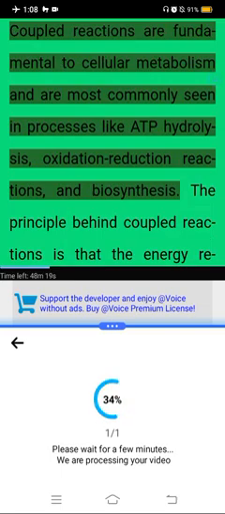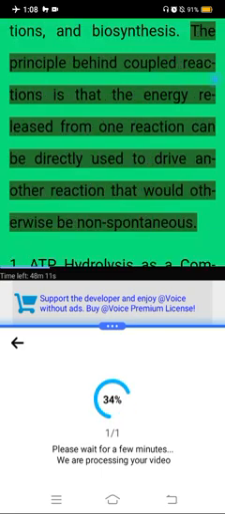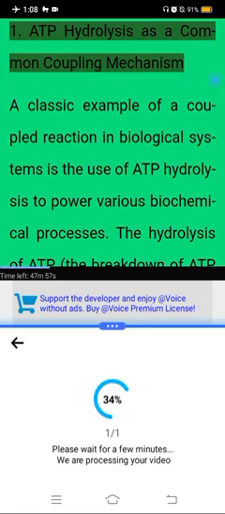Coupled reactions are fundamental to cellular metabolism and are most commonly seen in processes like ATP hydrolysis, oxidation-reduction reactions, and biosynthesis. The principle behind coupled reactions is that the energy released from one reaction can be directly used to drive another reaction that would otherwise be non-spontaneous. 1. ATP hydrolysis is a common coupling mechanism.